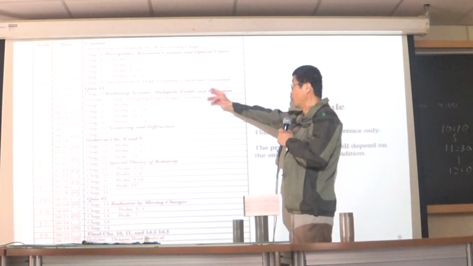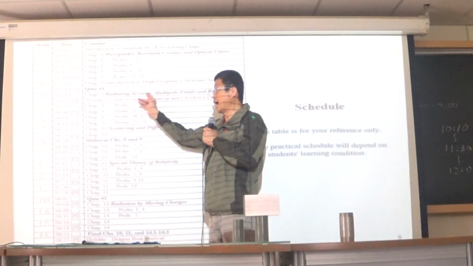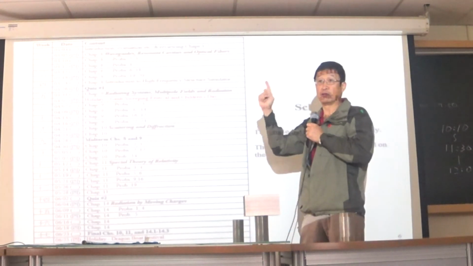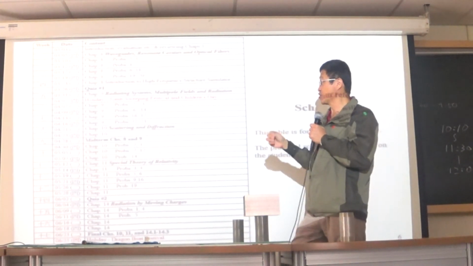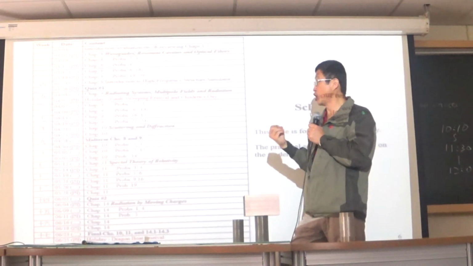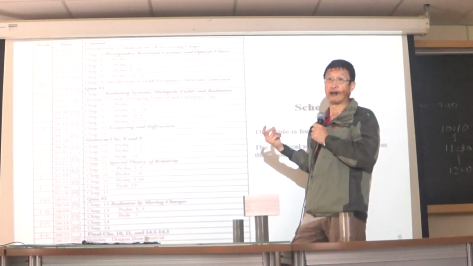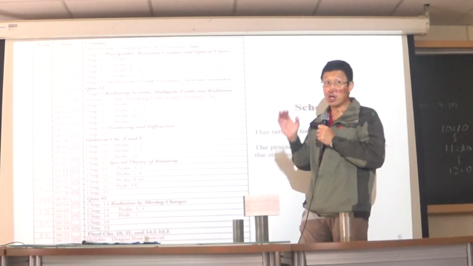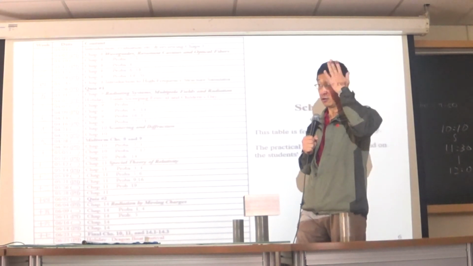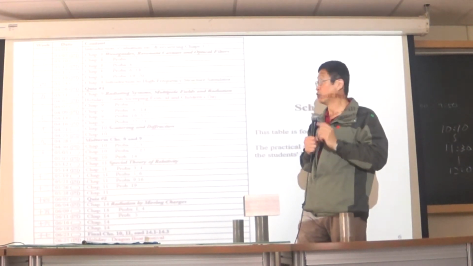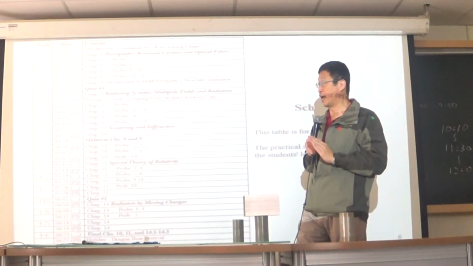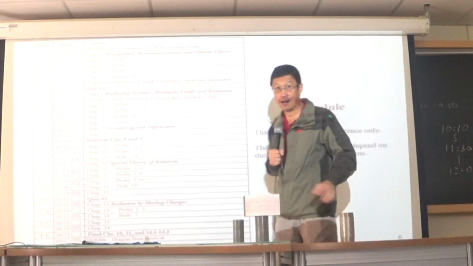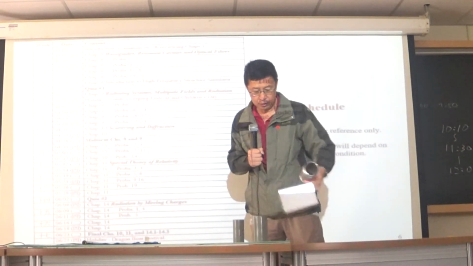Okay, so we will talk about radiation from dipole fields, mainly from dipole fields. These dipole fields will generate radiations. Electric dipole, magnetic dipole, that's it. They will generate radiations. So chapter 9, we will talk about radiation from dipole fields.